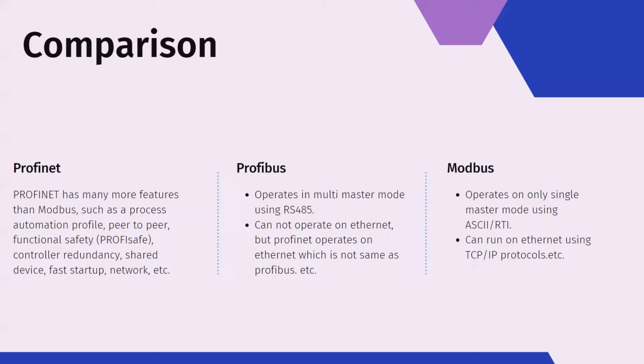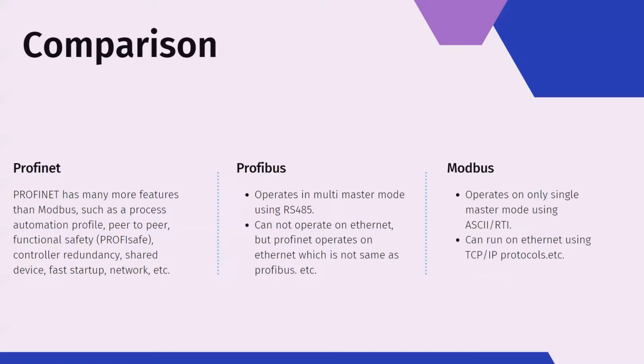Let's now discuss features and compare Profibus and Modbus. As for mode of operation, Profibus operates in multi-master, while Modbus operates only in single master mode. As for use of Ethernet, Profibus cannot operate on Ethernet, but Profinet operates on Ethernet, which is not the same as Profibus, while Modbus can run on Ethernet using TCP/IP protocols.